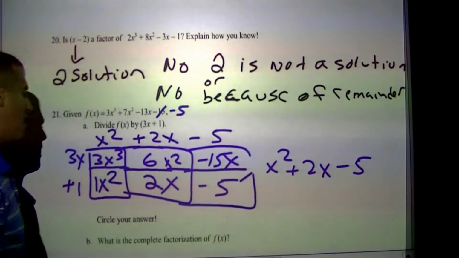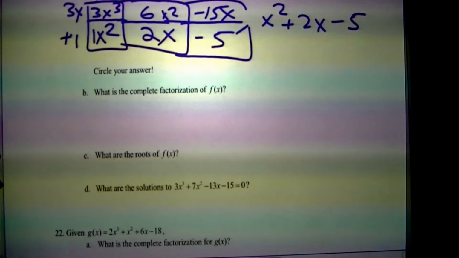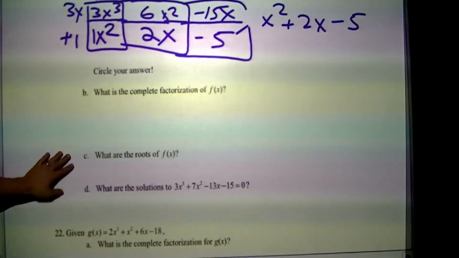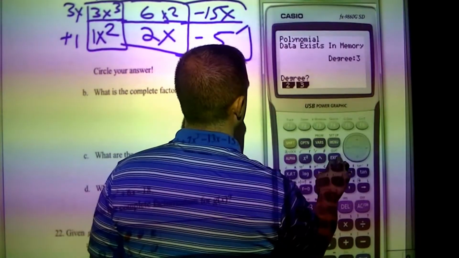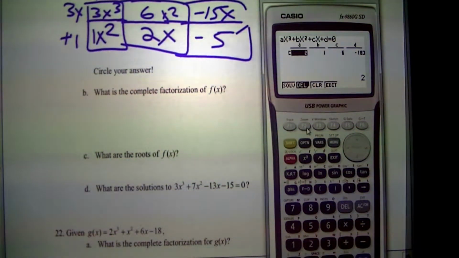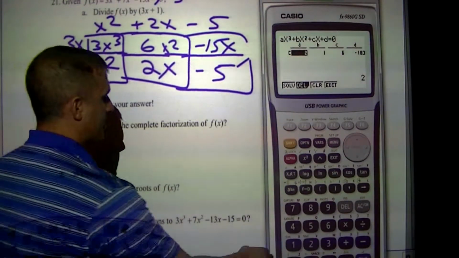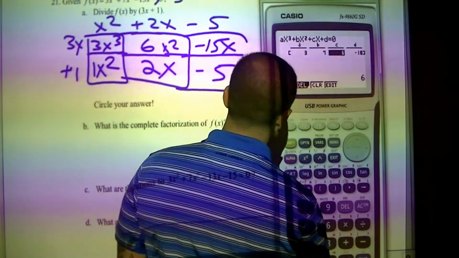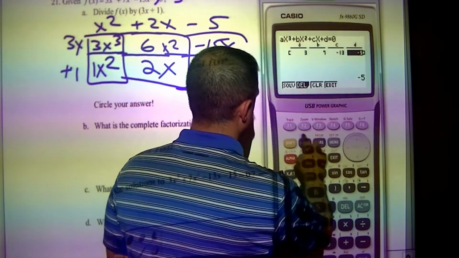Okay. Now, when you get down to this, what is the complete factorization? What are the roots? What are the solutions? What I would do here first is figure out the roots and solutions, because that's going to tell you what the factorization is. So I'm going to go back. I'm degree 3. Let me go to my original problem so I can see it. Okay. All right. So I would type in 3, 7, negative 13 and negative 5. And I hit solve.